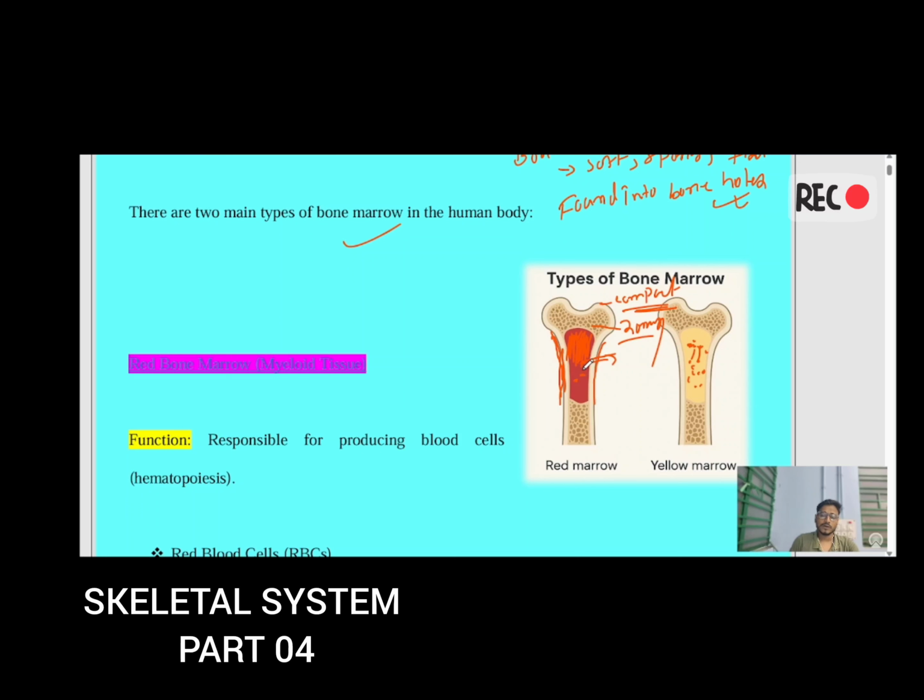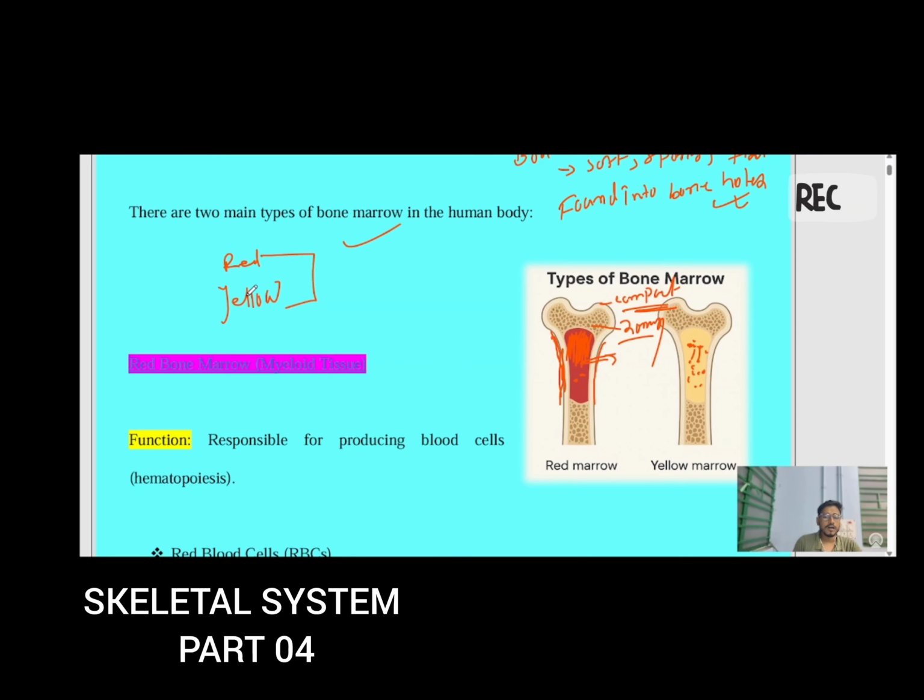Now, what are the types of bone marrow? We have to read about the types of bone marrow. There are mainly two types: number one, the red bone marrow, and number two, the yellow bone marrow.